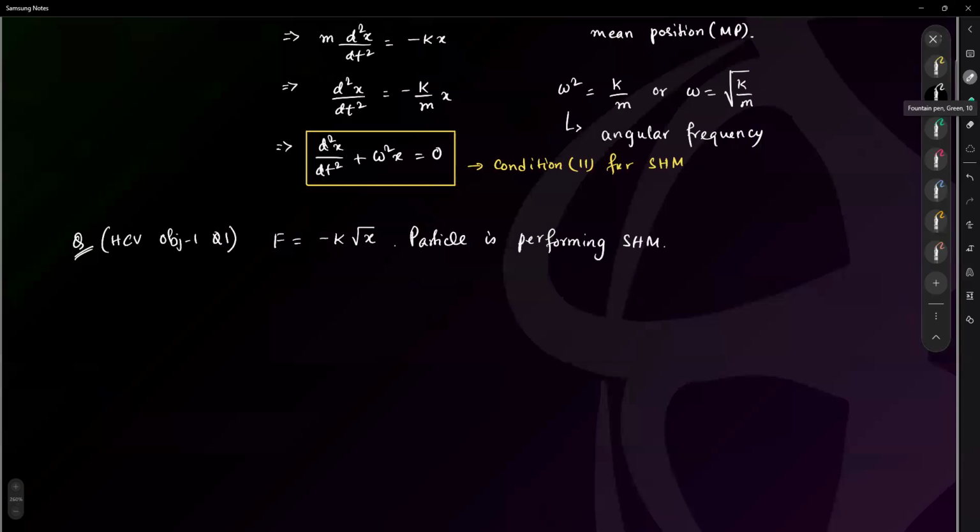So, the options are, first option is, when x increases, k increases. Number 2, when x decreases, k decreases.